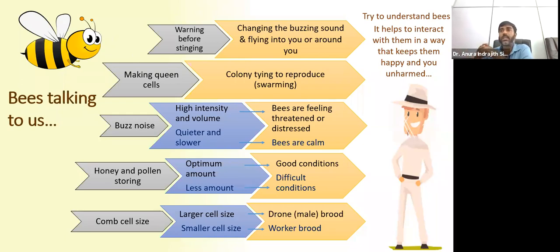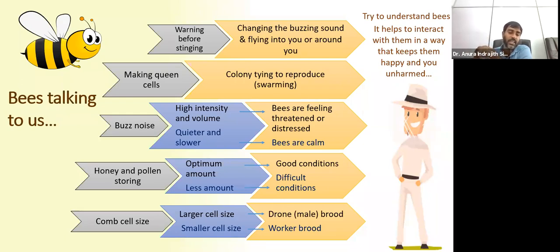If you are going to handle bees at the onset of rainfall, they may be very angry. Then, honey and pollen storing. When you observe the combs, if you can see lots of honey or lots of pollen stored in the comb, that's a good indication that the colony is satisfied and well established there. And if there is no nectar or pollen, if you can see empty cells, that means they are not happy about that place. Very soon they will leave the colony and settle somewhere else. You should be able to read that.